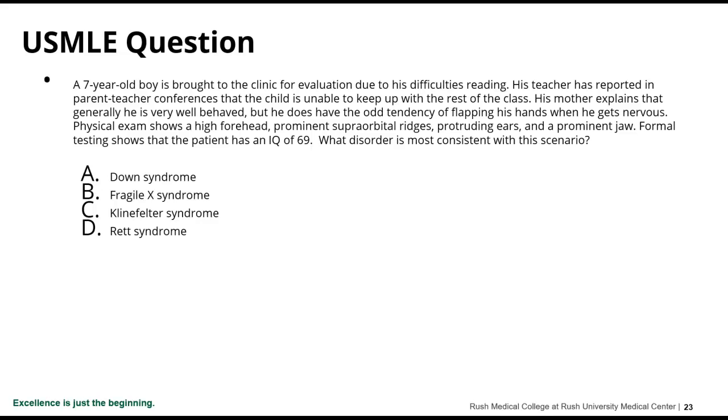Klinefelter syndrome, their IQ is usually higher than 69. It's usually around 70 to 80, and they are usually taller, maybe have a little increased flexibility. And then Rett syndrome is, again, primarily seen in females, but can be seen in males, but more severe autistic type behavior. So that concludes this presentation.